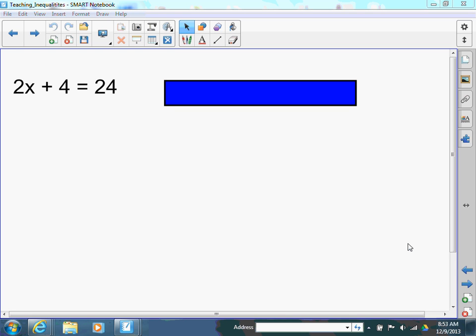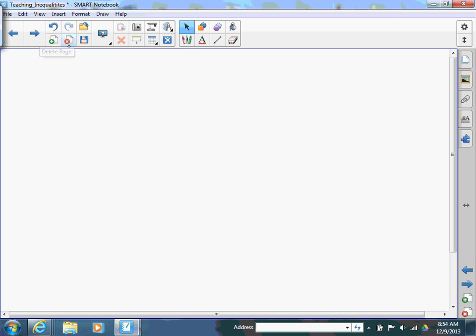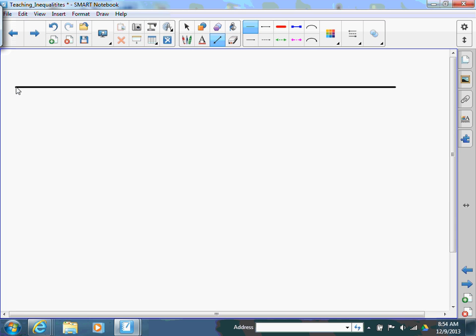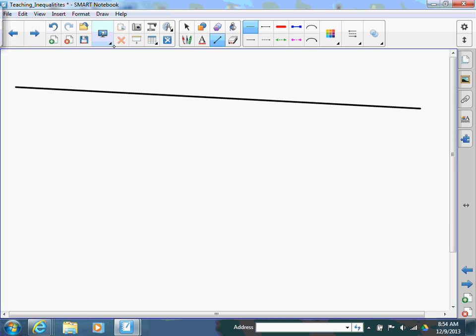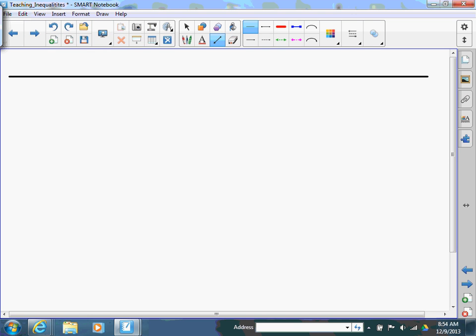Today we are starting with inequalities. What I want you to do in your composition book is take the top where you have a line for your paper here. Where you have a line right here, I want you to take your pencil and just draw a line straight down the middle. All the way down the middle of your paper. It doesn't have to be perfect.